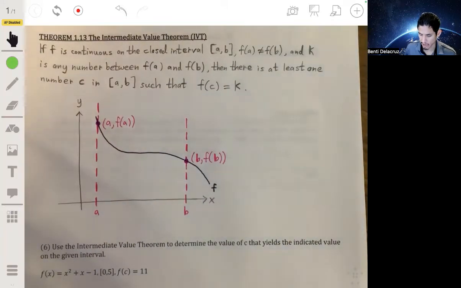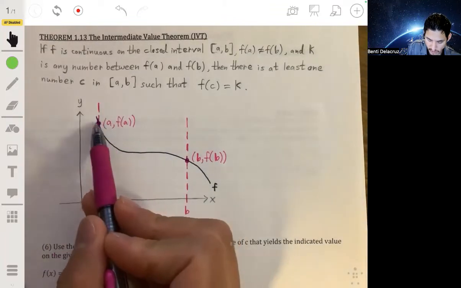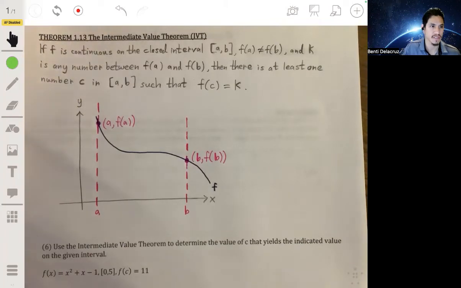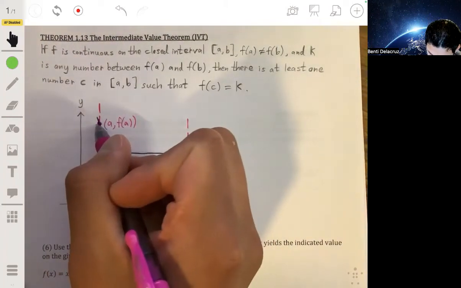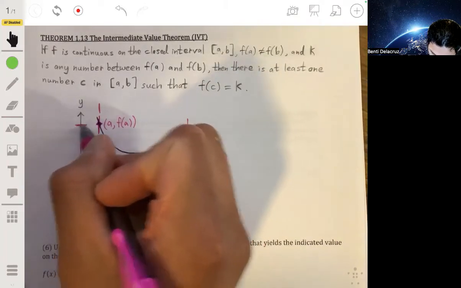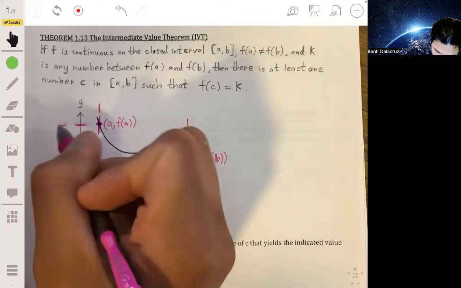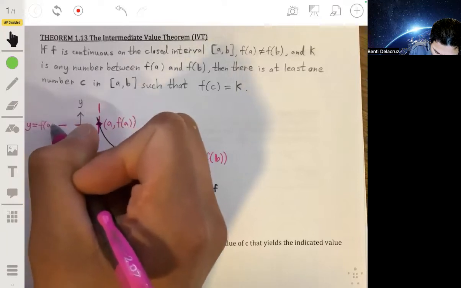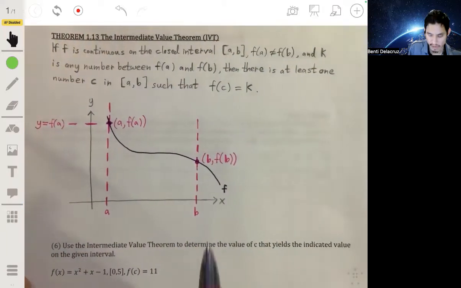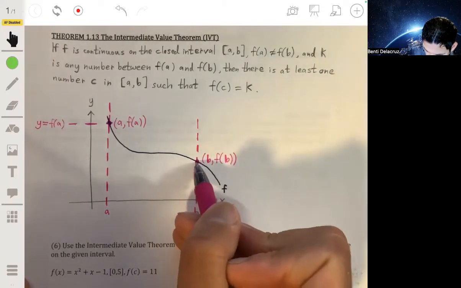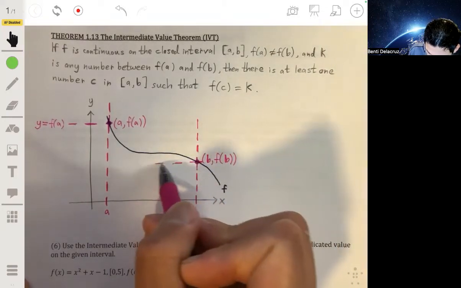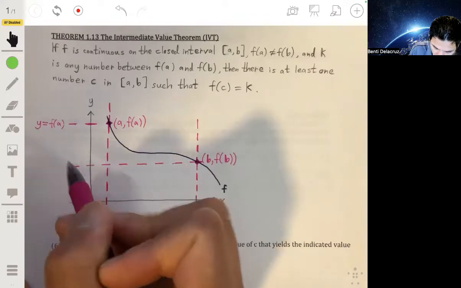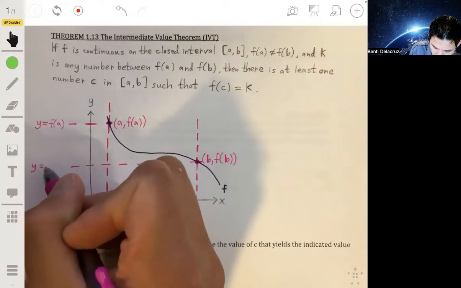Now, let's also draw horizontal lines on the y-axis that represent f of a and f of b to get a very clear sense of what the k value looks like. So if we draw a horizontal line through f of a, this line represents the line y equals f of a. We do that same sort of thing for f of b. We draw a horizontal line cutting across the graph, where this horizontal line represents the equation y equals f of b.